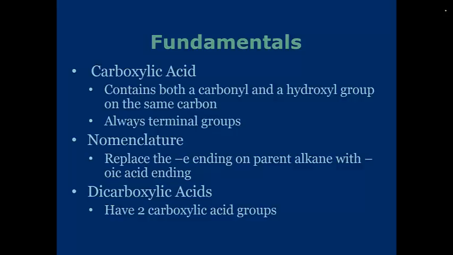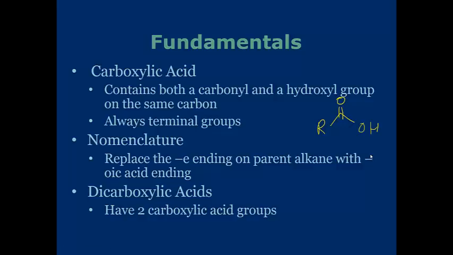Starting with the fundamentals, carboxylic acids contain both a carbonyl and a hydroxyl group on the same carbon. Because of this, they're always going to be terminal groups. A general structure of a carboxylic acid is going to look like this. The nomenclature is like with the other ones. You replace the E ending on the parent alkane with an oic acid ending.